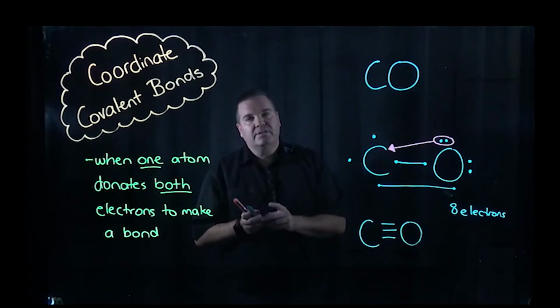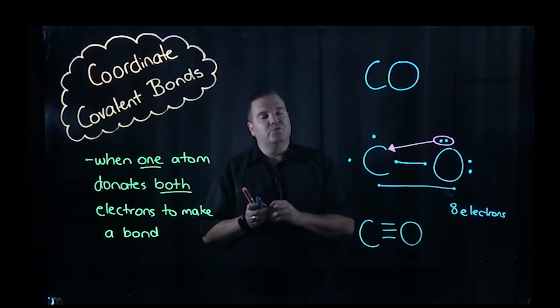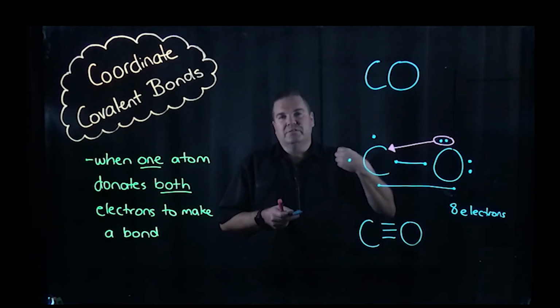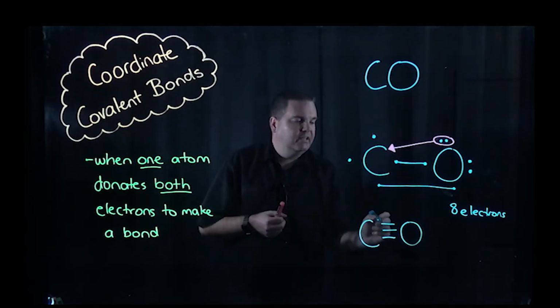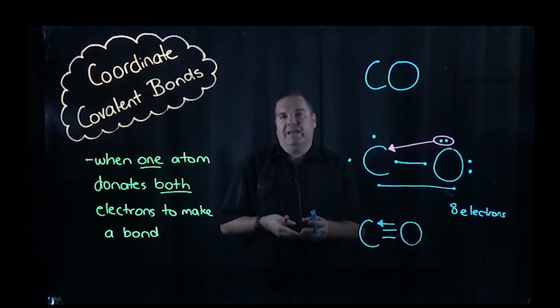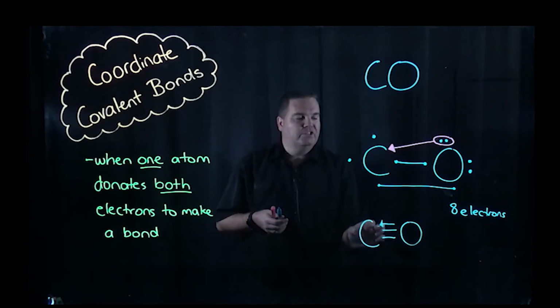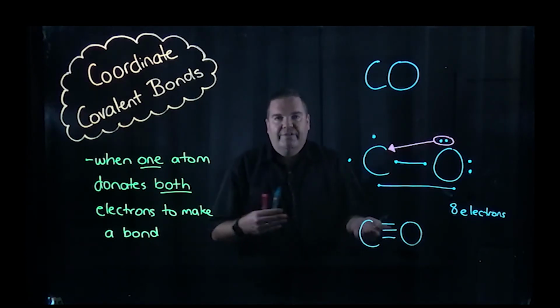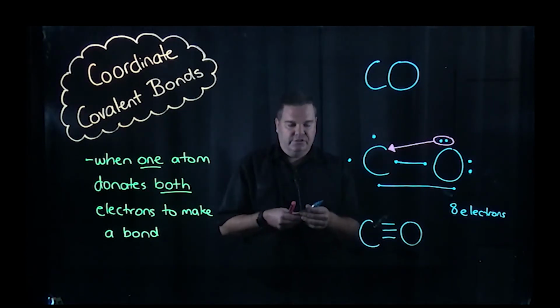Sometimes when you see coordinate covalent bonds drawn in textbooks or online, you might see them showing an arrow, something like this, to show that there's a coordinate covalent bond there. But we tend to have dropped that these days and we just leave it with a bond there, because it doesn't really matter whether it's a coordinate covalent bond or a normal bond, it's still just a covalent bond between the carbon and the oxygen.